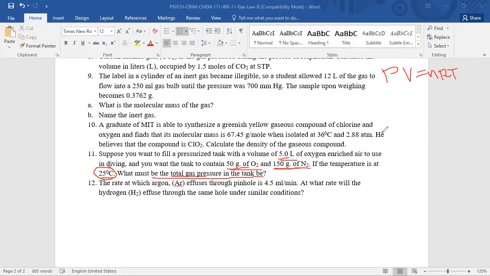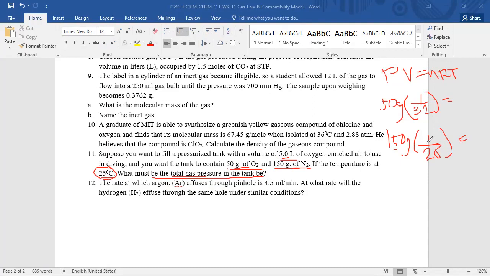Okay? So, ganito. Una, kumputin muna natin yung total number of moles. So, 50 grams, convert natin into moles by using the molecular weight. Same with the 150 grams. Nitrogen is 28. Ay, bakit? Kasi yung molecular weight natin na 32 is 16 times 2. 16 kasi yung atomic weight ng oxygen. For nitrogen, 14, kaya naging 28.